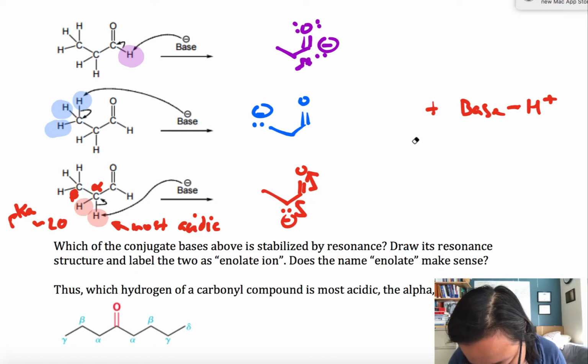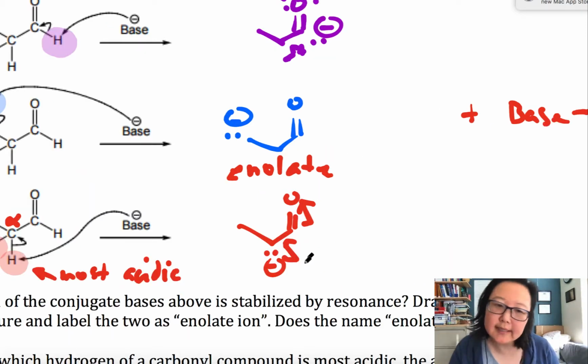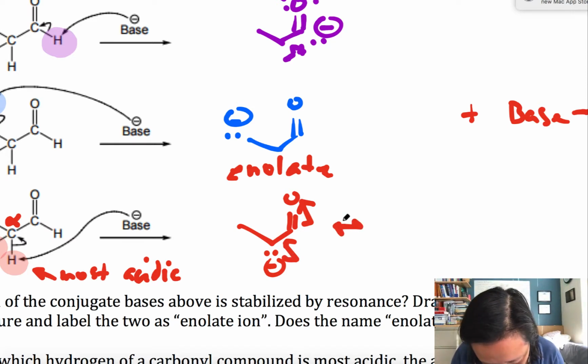And the enolate ion is something we're going to see a lot of in this chapter. Enolate, because it looks like an enol, but it's a negatively charged anion. Okay? So this enolate has a resonance structure that we should probably draw because we want to be able to look at this in many different ways.